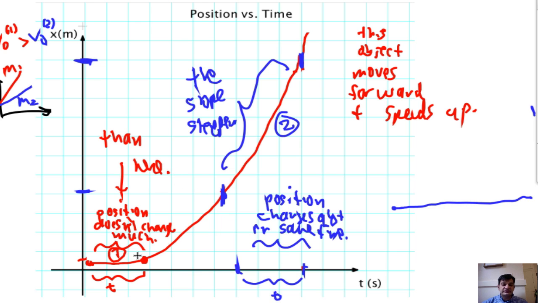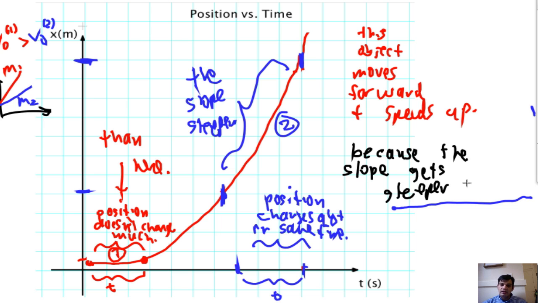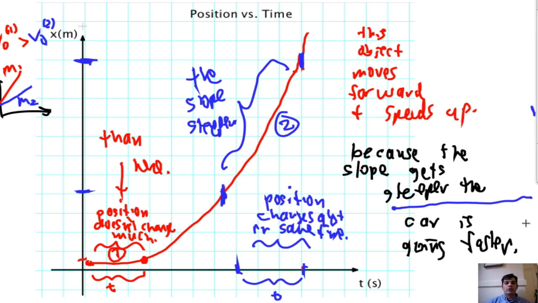So what that means is since the slope is getting steeper, the car is going faster. That's such an important point. I want to write that down. So because the slope gets steeper, the car is going faster. Okay, that's the point of this graph right here.